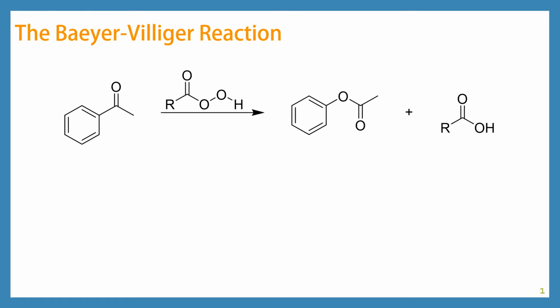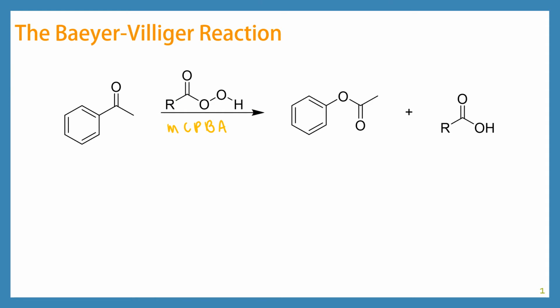The Baeyer-Villiger reaction is an oxidation reaction where an aldehyde or a ketone is reacted with a peroxycarboxylic acid, which is what this structure is here. An example of which would be MCPBA, which is one that you learned earlier in OCHEM 2 and possibly the end of OCHEM 1 that allowed us to turn an alkene into an epoxide. It is also a peroxycarboxylic acid and can be used in the Baeyer-Villiger reaction.